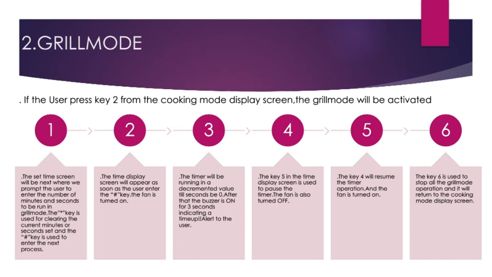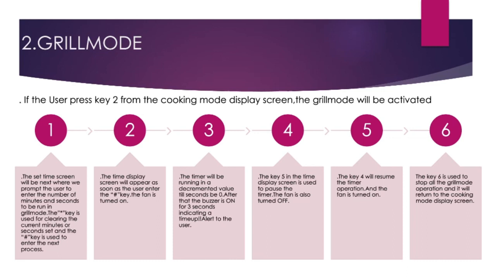Next, grill mode. How to control grill mode: if the user presses key 2 from the cooking mode display screen, the grill mode will be activated. Step 1. The set time screen will appear, where we prompt the user to enter the number of minutes and seconds to be run in grill mode. The star key is used for clearing the current minutes or seconds set, and the hash key is used to enter the next process.